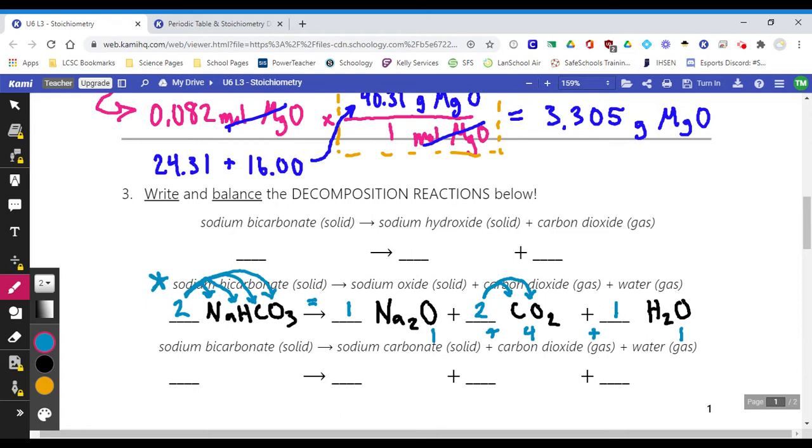We've got to make sure the charges cancel. And that's why we took so much time to work on canceling charges and getting the right formulas, whether it's ionic or covalent. So we now have a balanced reaction equation. Next up, we're going to look at how we can use stoichiometry to predict how much sodium oxide we should get out of a certain amount of sodium bicarbonate.